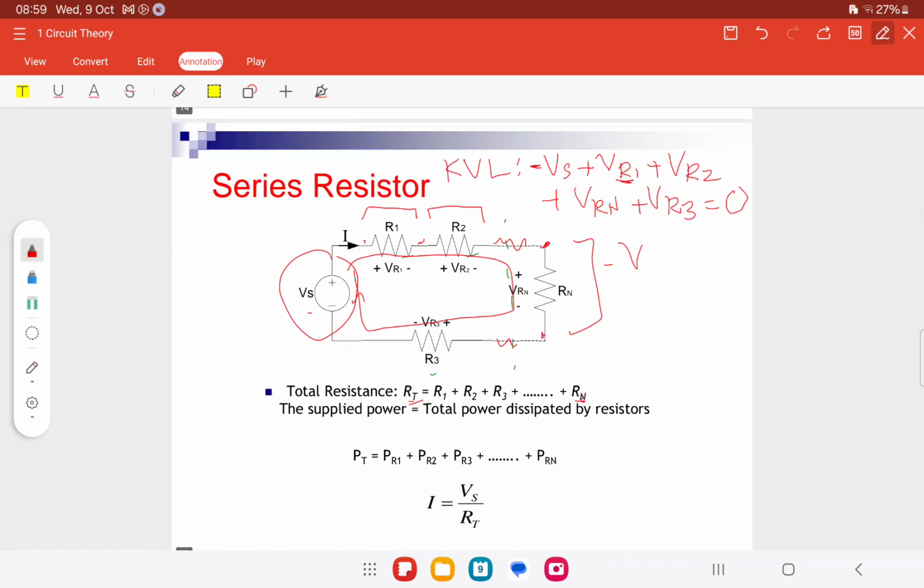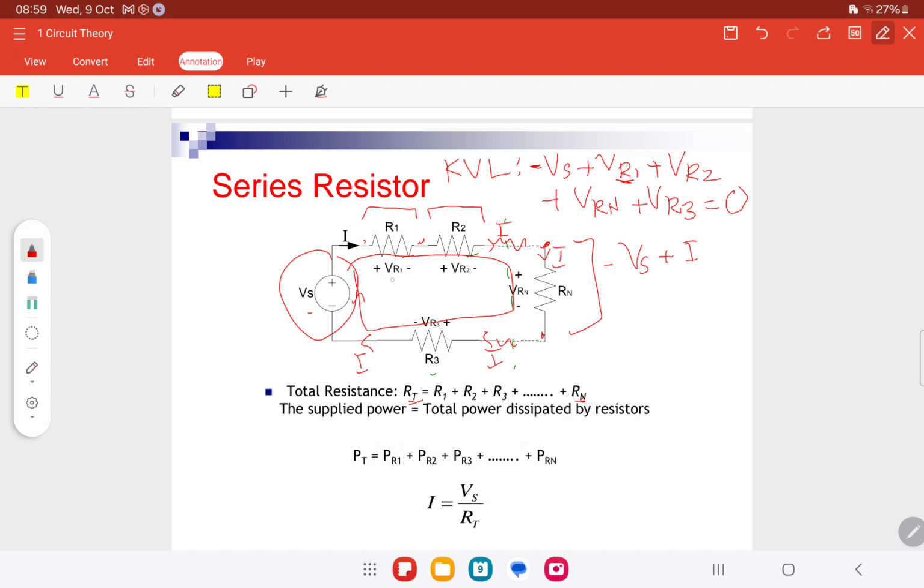Tak ada, saya tak letak pula page kosong. Okay, minus VS plus VR1 ni apa? Equals to I. Since it is series, I dia akan sama. Kat sini pun I, here pun I, this one also I, here also I. Series kan? So current is sama saja.